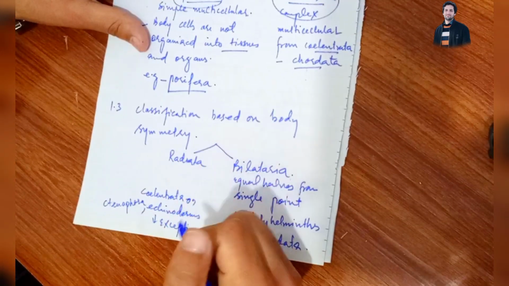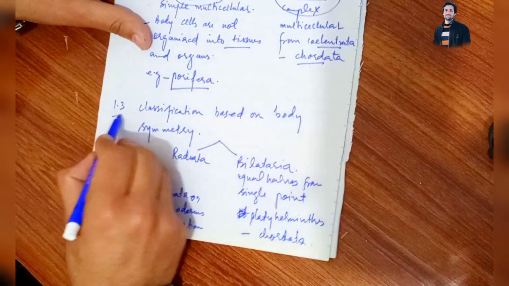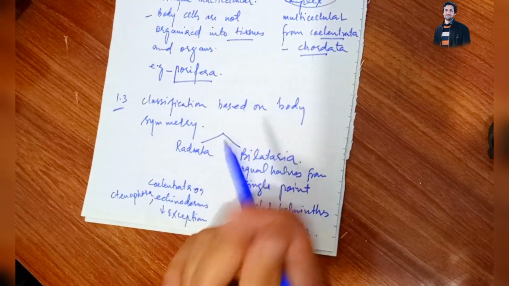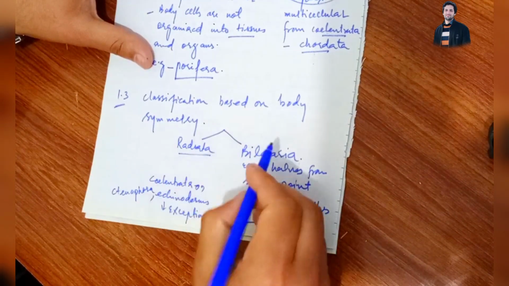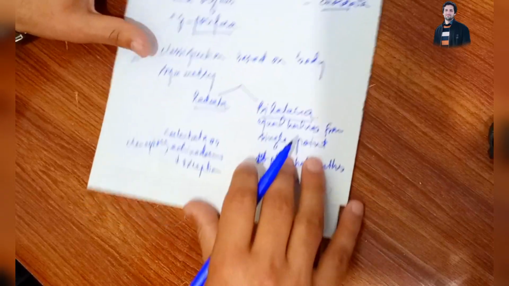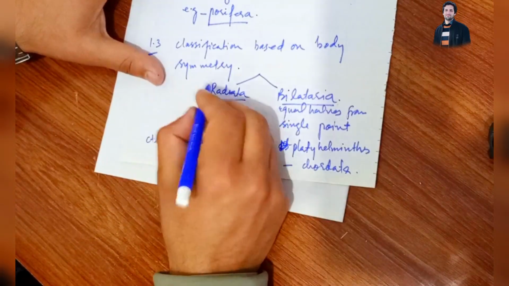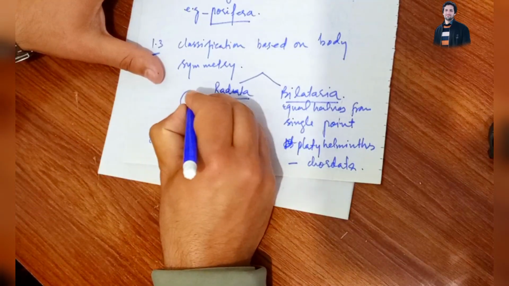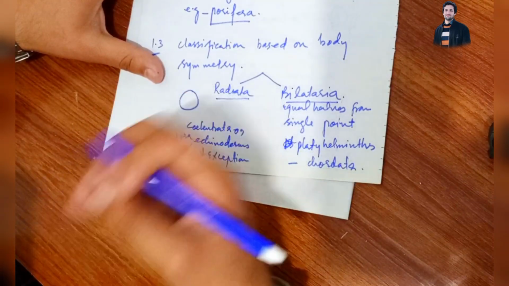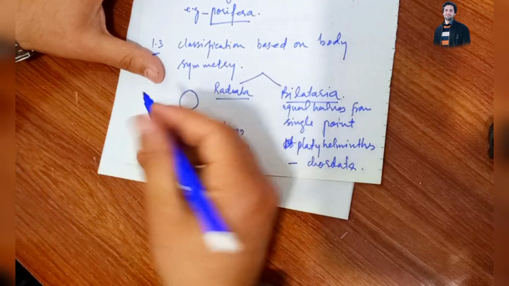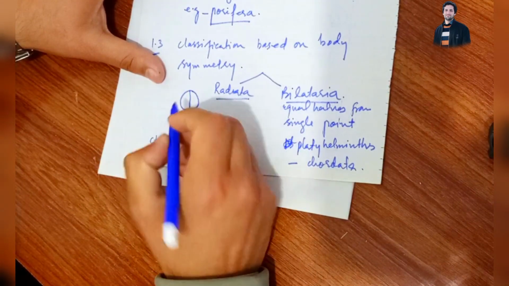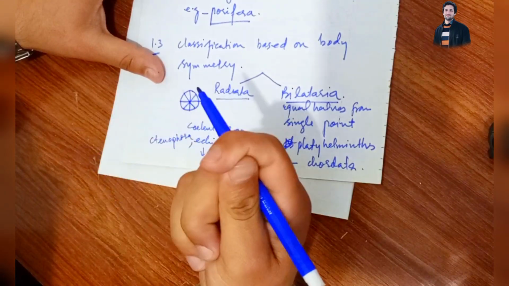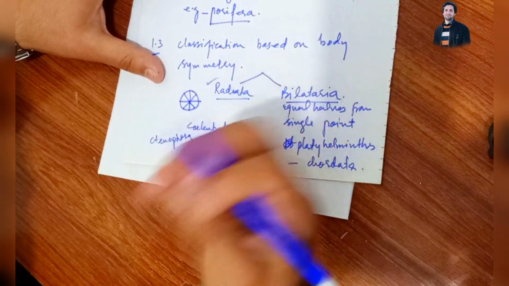Now, classification based on body symmetry. Based on body symmetry, we can classify the kingdom Animalia into radiata and bilateria. Radiata means the body of a particular organism can be divided into equal halves from more than one plane. For example, you can divide it this way, or this way, or this way, into equal halves. So this is radiata.